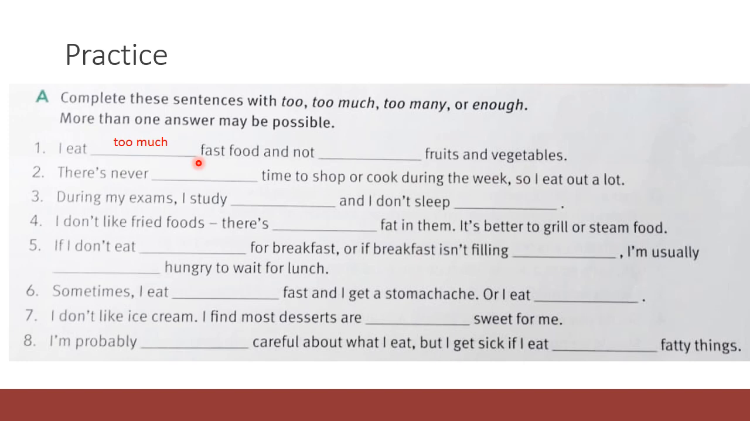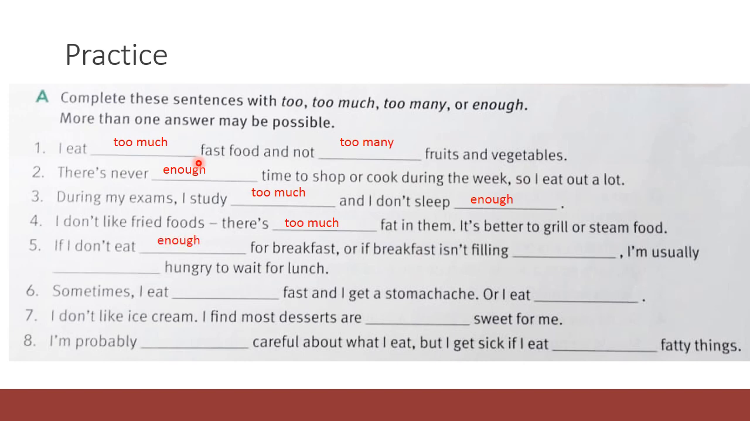I eat too much fast food and not too many fruits and vegetables. Number 2. There's never enough time to shop or cook during the week, so I eat out a lot. Number 3. During my exams, I study too much and I don't sleep enough. Number 4. I don't like fried foods. There's too much fat in them, it's better to grill or steam food.